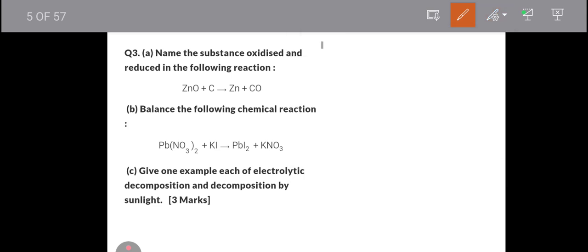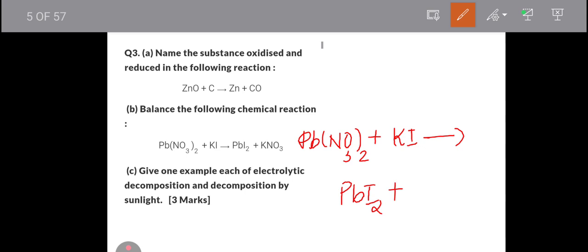Now let's move to the second question. This equation is already given in your textbook itself. You have to balance the chemical equation. Okay, the chemical equation is Pb(NO3)2 plus KI gives PbI2 plus KNO3. So during balancing, what do you have to see? You have to see the number of atoms in the reactants and products.